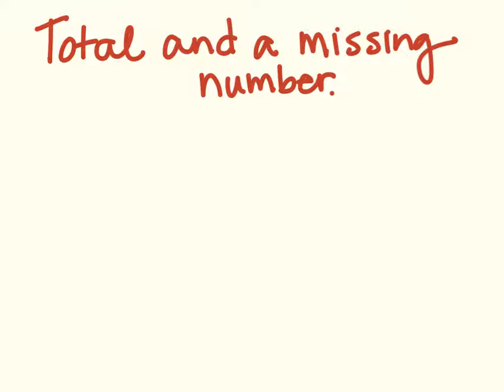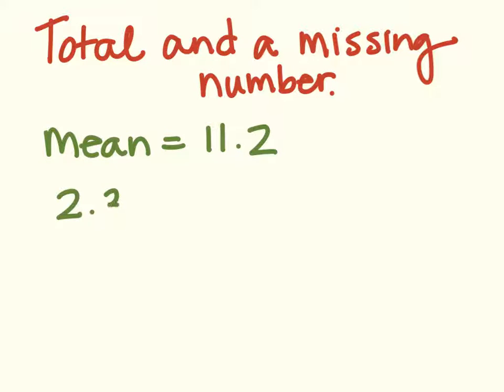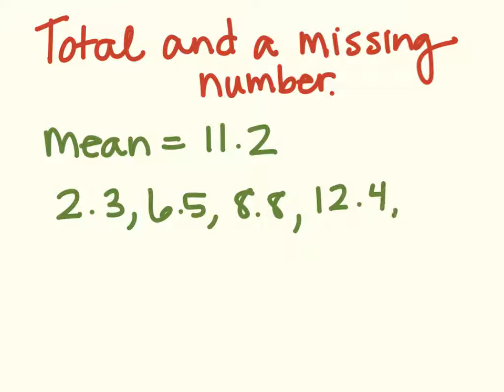Now we're going to use what we know about finding the mean to find the total and the missing number from a mean. Let's say that Geraldine recorded a set of 6 numbers, and she found the mean to equal 11.2. After she accidentally erased one of the numbers, she only had 5 numbers left, and these were her numbers: 2.3, 6.5, 8.8, 12.4, and 16.0. Find the missing number.